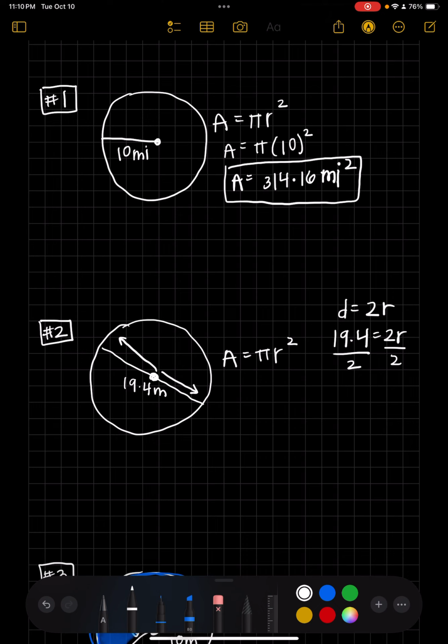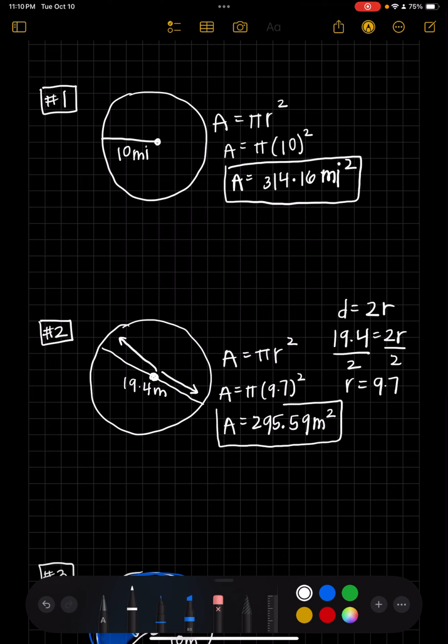If I do 19.4 divided by 2, I get 9.7. So we know r is 9.7. And now all I have to do is replace the r in my area equation with 9.7. So I'm going to say area is equal to pi times 9.7 squared. And now I can plug that into my calculator, and I end up with area is equal to 295.59, and that would be in meters squared or square meters.